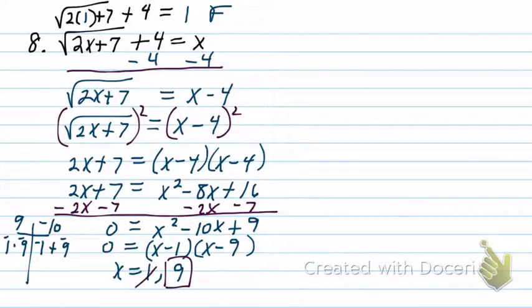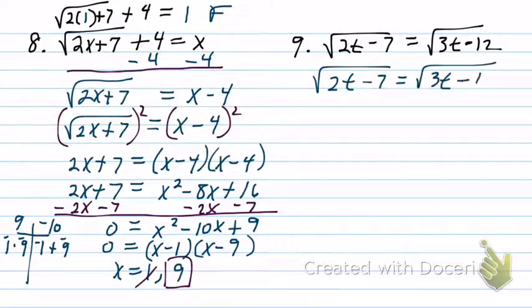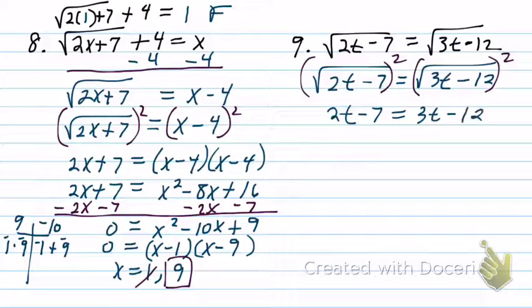And in fact, if you check the 9, it does work. Just to save some space and some time, I'm not going to do that. I'll let you do that, but it does work. Number 9. So this one looks kind of difficult, but in fact, because we just have a square root on both sides, let's just square both sides. So we're going to get 2t minus 7 equals 3t minus 12. So these are actually quite easy to solve.